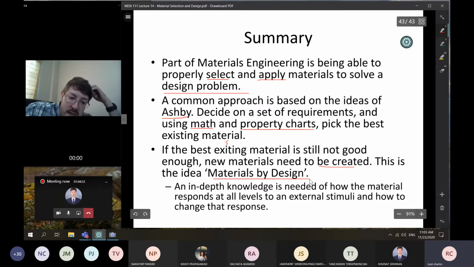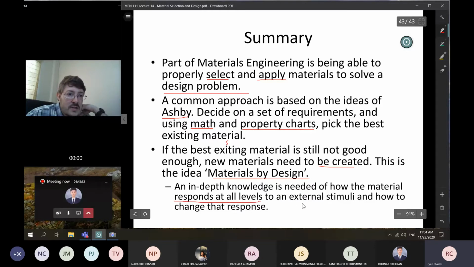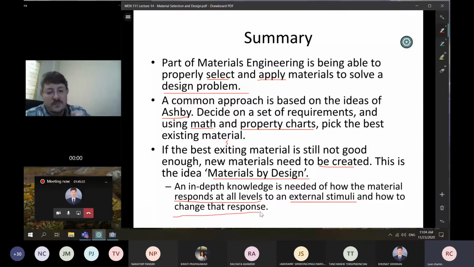Right? Sometimes the material's not good enough, and we want to make it better. All right? But to do that, that is the domain of material science and engineering. All right? You need an in-depth knowledge of how a material responds at all levels to different types of external stimuli and how you can change that, right? That's the fundamentals of material science and engineering. Understanding how it works, change it to make it better.